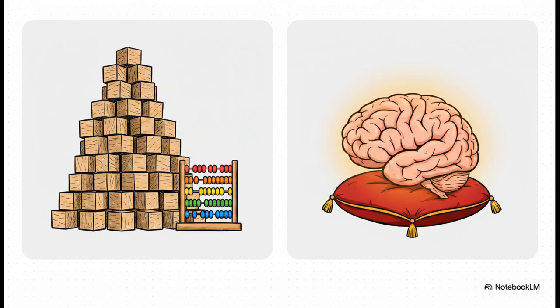Now, make no mistake, Mill was absolutely still a hedonist. He believed happiness was incredibly important. But he passionately argued that not all forms of happiness are created equal. Basically, quality matters just as much, if not way more, than mere quantity.